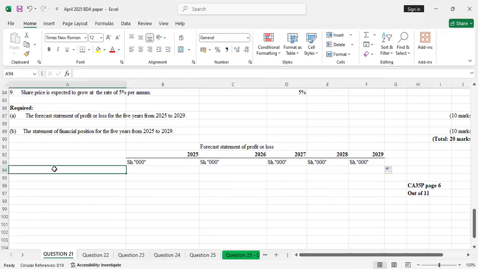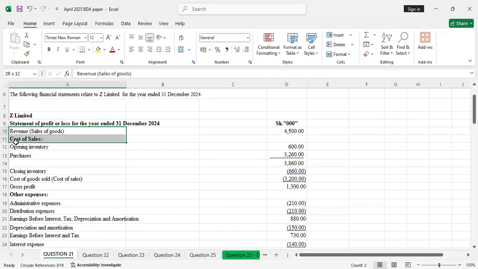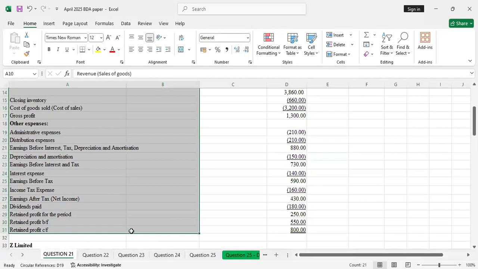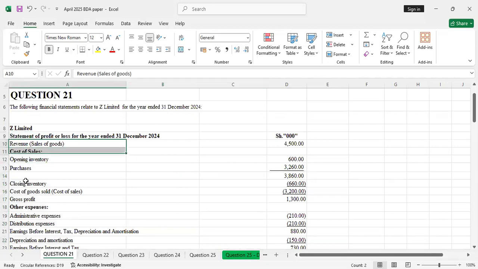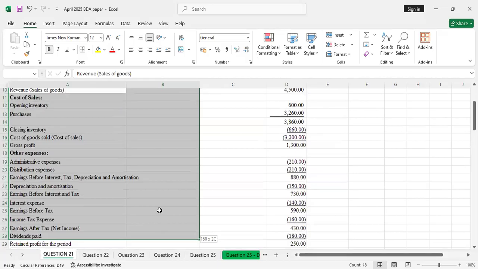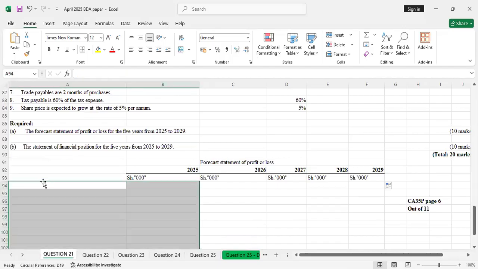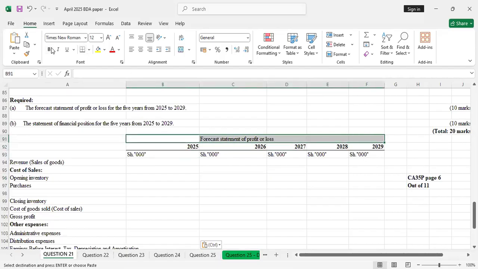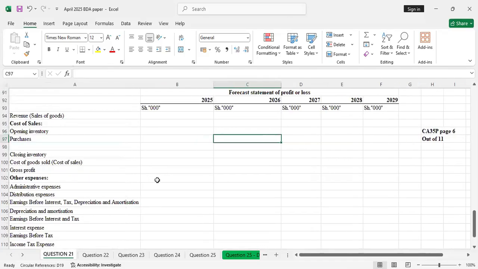So I'll copy and paste everything under the statement of profit or loss from revenue all the way. So Control C, copy all that. Then you say Control plus V to paste. So this is the forecast statement of profit or loss. I'll also bold that, then I will merge and center. Let me extend this a little bit.